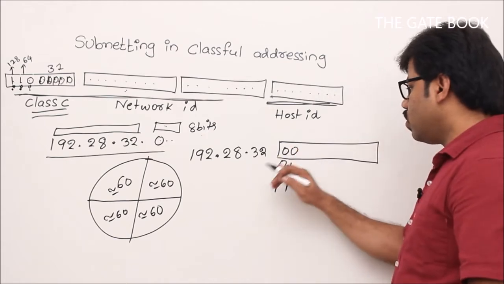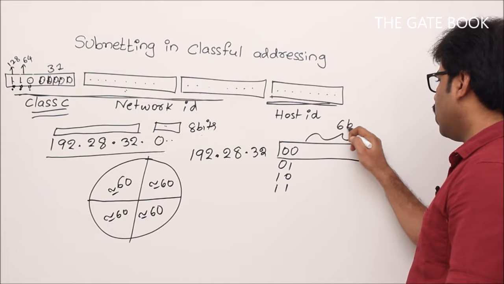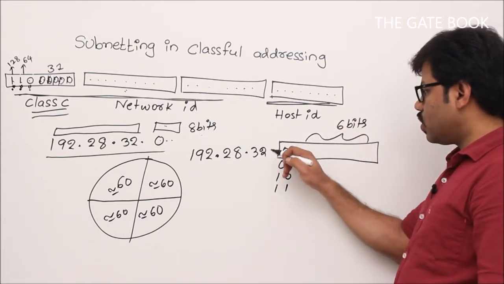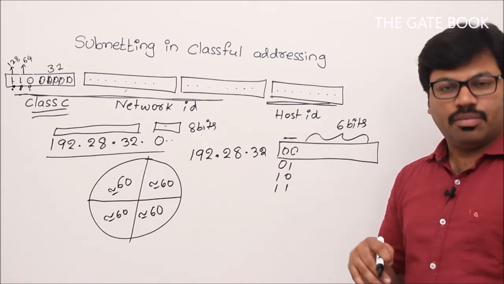So 00011011, and you check the remaining bits. How many other bits do you have? 6 bits for the host part. Okay, so sir, this is also host part, right? No, now it is going to be network part, which is created by you.